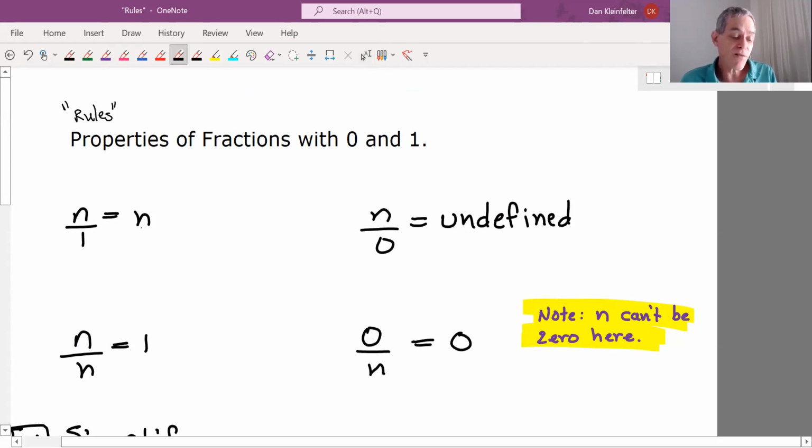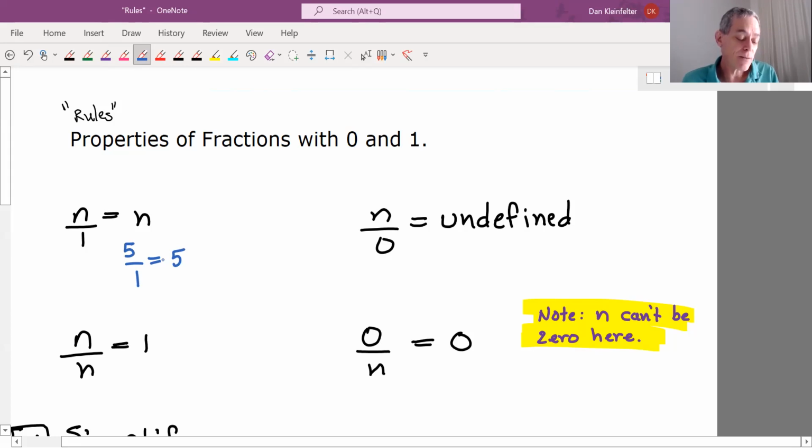Okay, so n divided by 1 is equal to n. If you're less familiar with using a letter to stand for a number, you'll get more familiar with it. Basically, we're just using a letter in place of a number. If it makes you more comfortable, put a specific value in here. 5 divided by 1 will equal 5. This should be kind of common sense, hopefully.